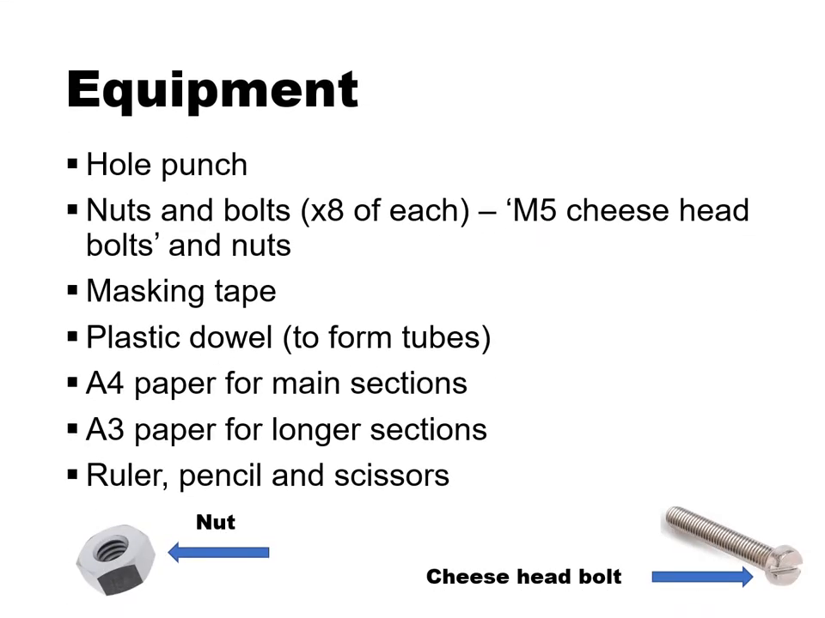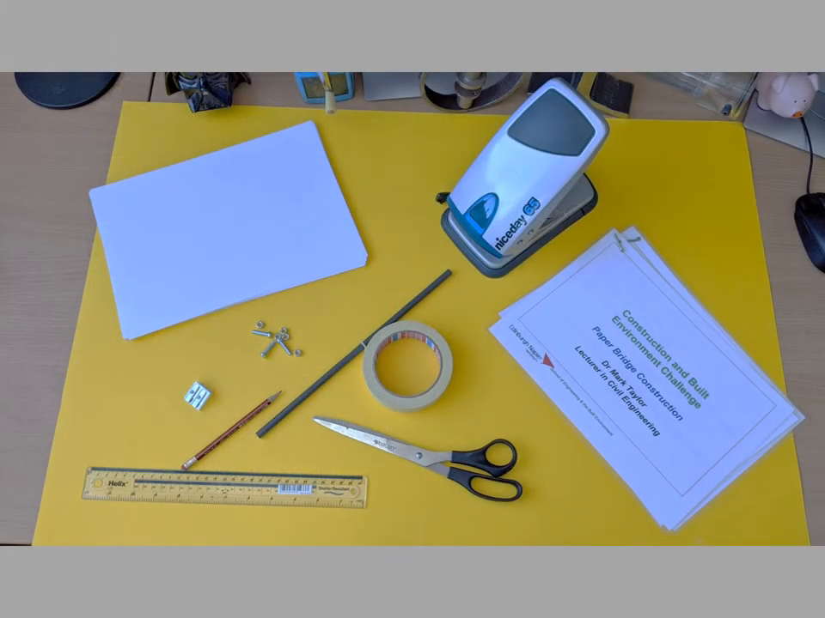So this is the equipment you're going to need: a hole punch, nuts and bolts, masking tape, plastic dowels for rolling the tubes, A4 paper, A3 paper, a ruler, pencil and scissors. Here you can see all the equipment laid out ready to start. Remember to keep your workstation clean and keep all the tools in the right place.